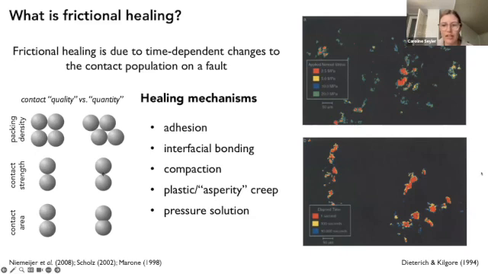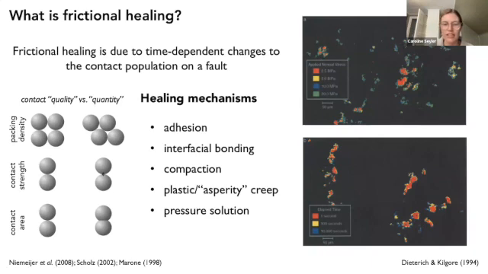So shown here in this classic example from Dietrich and Kilgore, we see that the contact area represented by these bright patches in this material is increasing with the elapsed time. So going from these kind of red cores and growing out from these patches as the fault is held in contact for a longer time.